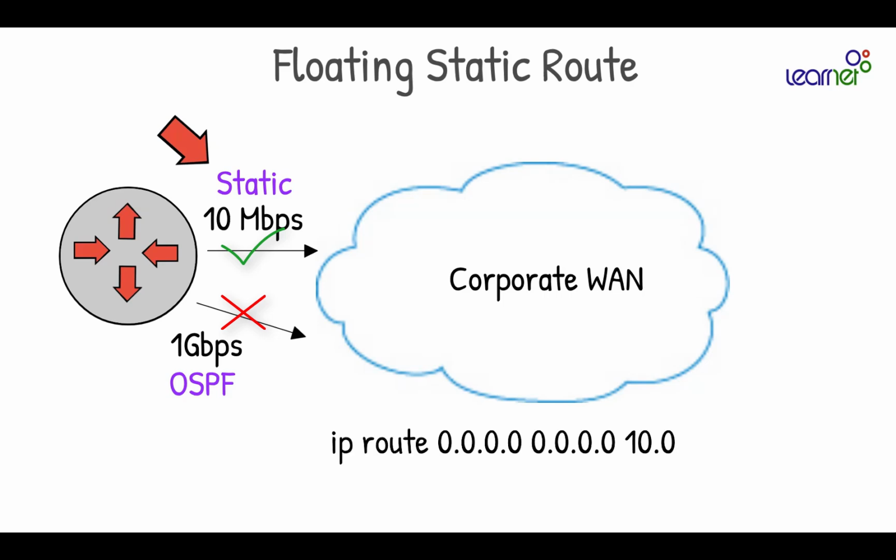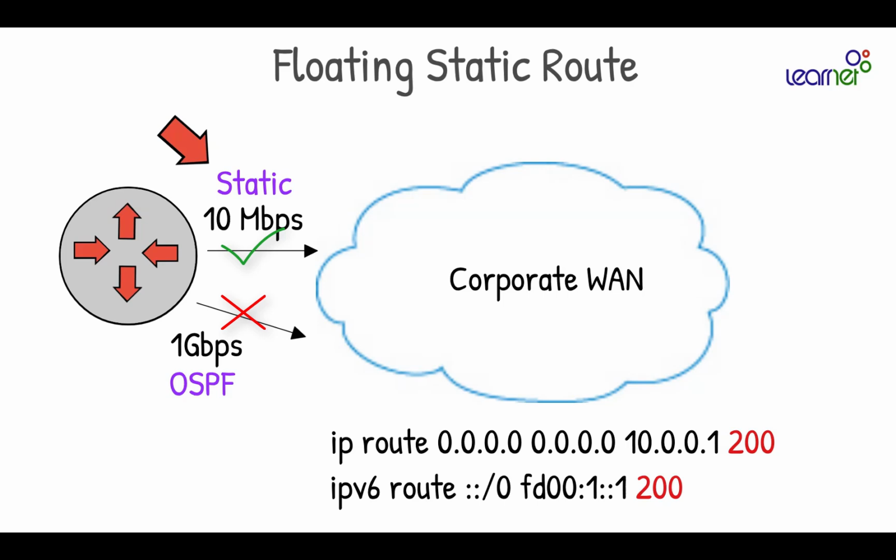Here are two examples of floating static routes for IP version 4 and IP version 6 default routes. For IP version 4, you can say ip route 0.0.0.0 0.0.0.0 and the next hop, and finally at the end, you add the administrative distance. For this case, for example, 200. And for IP version 6, we do the same: ipv6 route ::/0 and the next hop and the administrative distance.